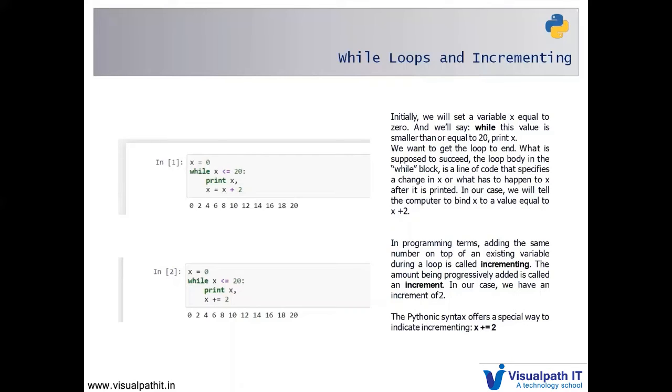As against a for loop, where the increment was taken care of by the for loop itself, here we need to specifically provide an incremental statement saying x is equal to x plus 2. So let us look at this from the example.